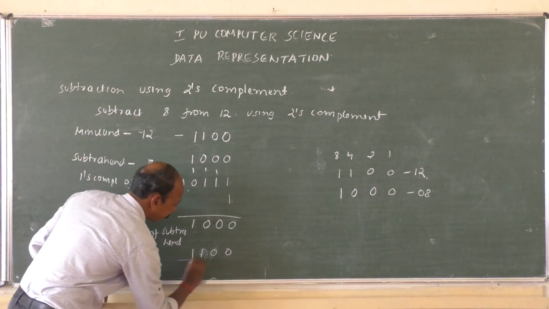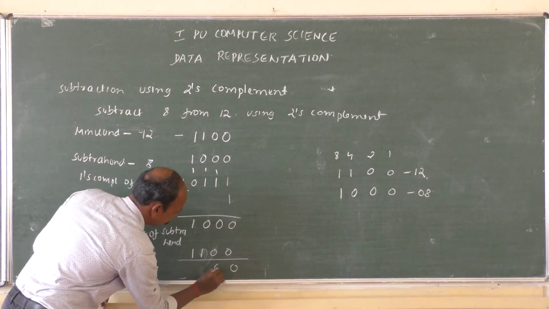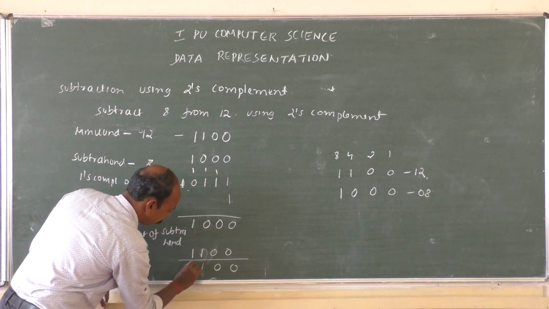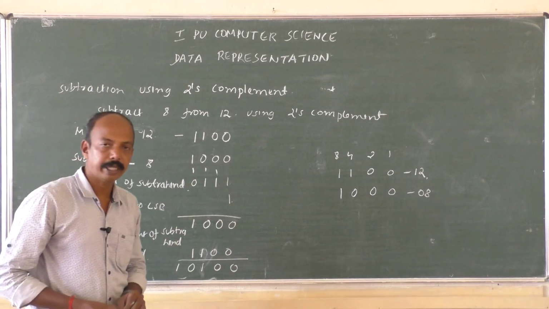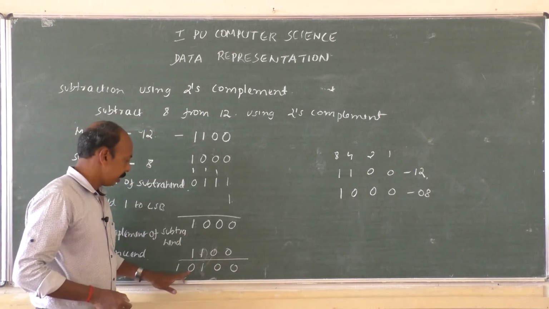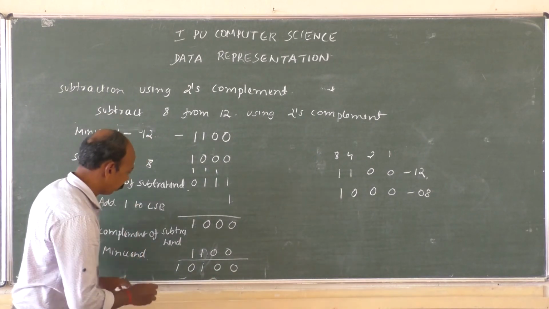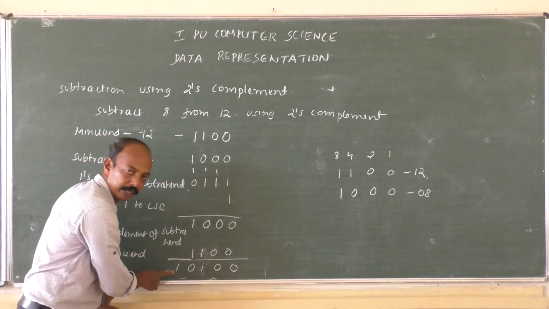Now add it up. 0 and 0 will be 0, 0 and 0 will be 0, 0 and 1 will be 1, 1 and 1 will be 0 with the carry 1. Right? So 1 0 1 0 0. This 1, we have to be careful here now.